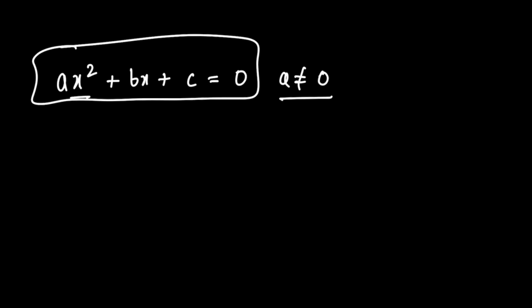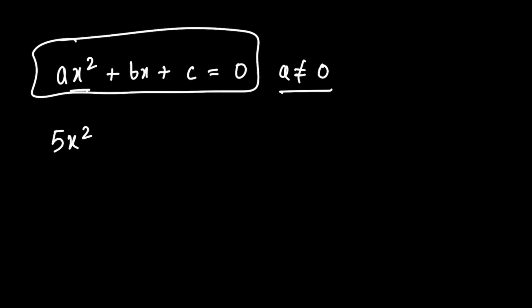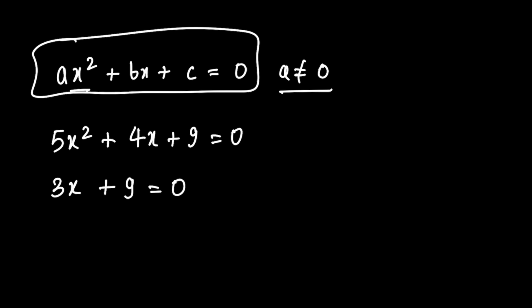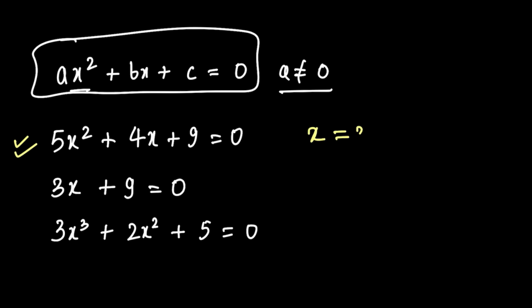Now we'll take some examples. 5x square plus 4x plus 9 equal to 0. 3x plus 9 equal to 0. 3x cube plus 2x square plus 5 equal to 0. Now you will tell which of these are quadratic equations and which are not. So if I take this first example, the highest power of x is 2, right? Here you can see this is 2. So this is a quadratic equation.